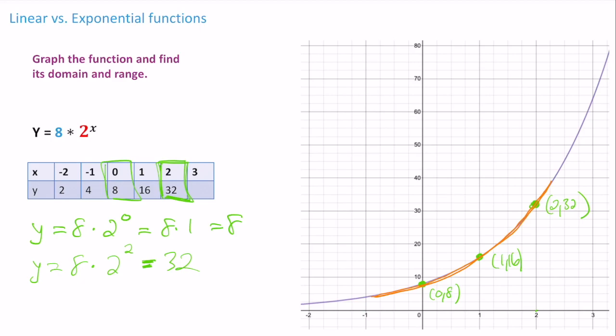So the domain here is you can plug in any x value you want. You plug in -2, -1, 0, 1, 2, 3. You could plug in 100. You could plug in anything you want. So the domain in this case, we just say it's all real numbers. And another way to write all real numbers is this R with the double bar there, okay? But it just means you can plug in any x value you want. There's no restriction on the x values.